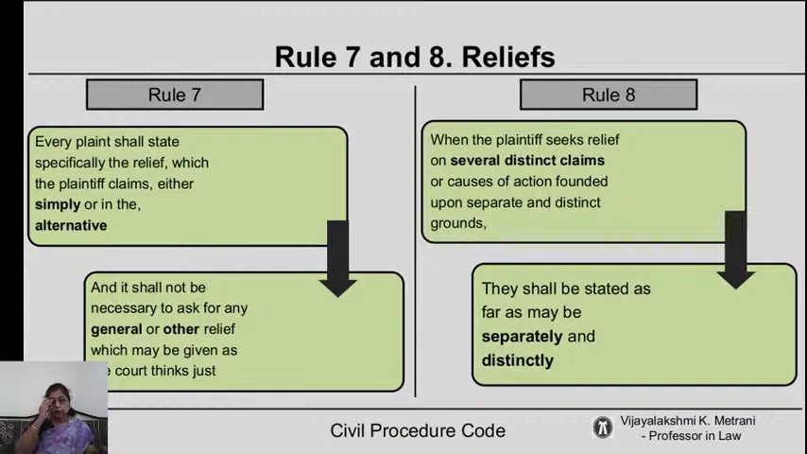So suppose you ask something and the court gives more reliefs. So you need not specifically state the other reliefs, or whatever other reliefs the court thinks just should be given. Of course, there is a custom, or what you call a convention, that we say, as I pray for all other reliefs as the court may think just and equitable in the interest of justice and equity, and so on. But it is not mandatory to write that. Even it is not necessary to ask for any general relief or any other relief. What you have to ask is, it shall specifically state the relief.